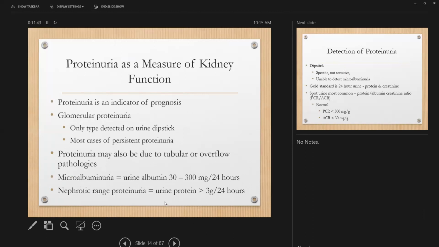Nephrotic range proteinuria is greater than 3 grams. These are individuals who have significant disease. And if we see this person has more than 3 grams, or like 2.9 grams of protein in the urine, we know that they're having significant renal glomerular damage. We need to get them over to nephrology and have them seen in nephrology.